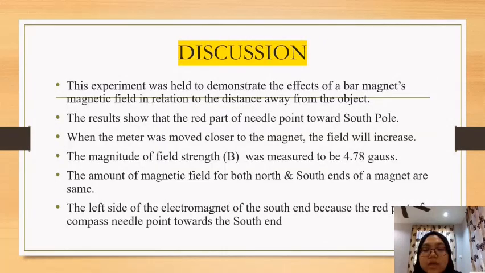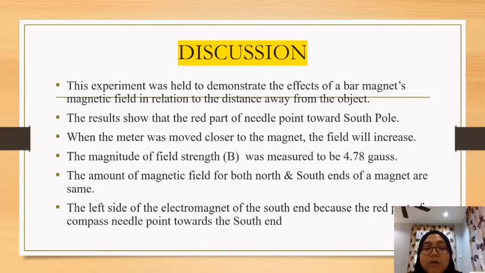Now we are in the discussion. This experiment was held to demonstrate the effects of a bar magnet's magnetic field in relation to the distance away from the object. The results show that the red part of the needle points towards the south pole. When the meter was moved closer to the magnet, the field increased. The magnitude of field strength B was measured to be 4.78 gauss.